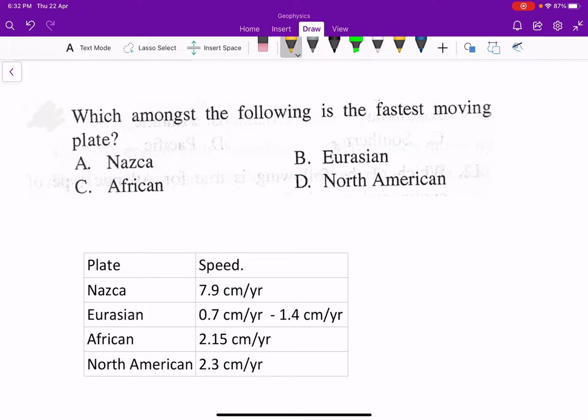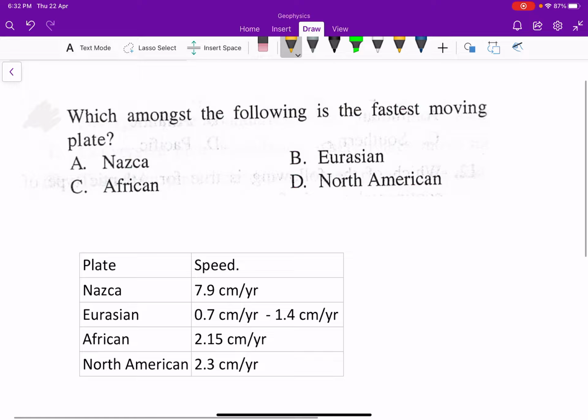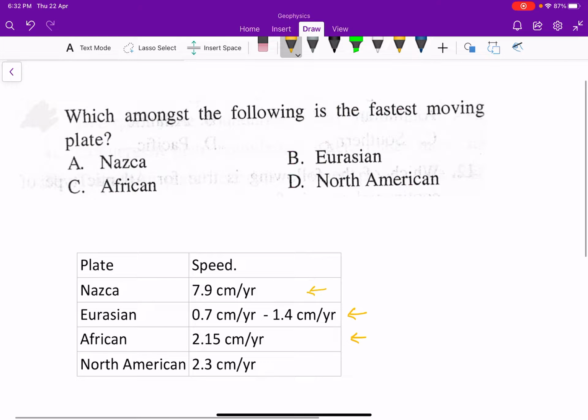So from the options, the relative speed of the plates for the Nazca is 7.9. For Eurasian, this will be 0.7 to 1.4 centimeter. For African, 2.15 to 2.5 centimeter per year, and North American plate 2.3 centimeter per year. So from the options, it is clear that option A, that is Nazca plate, will be the fastest.